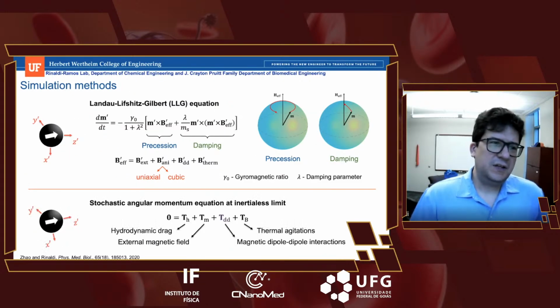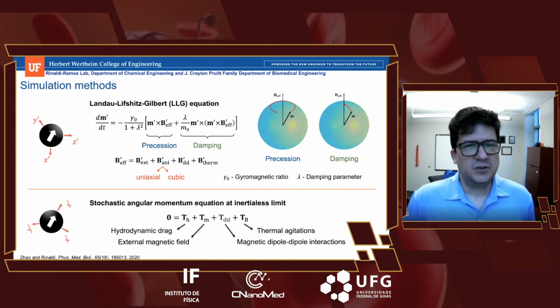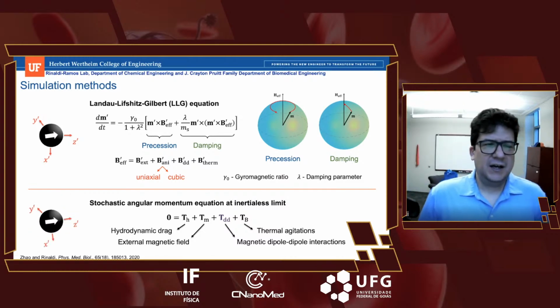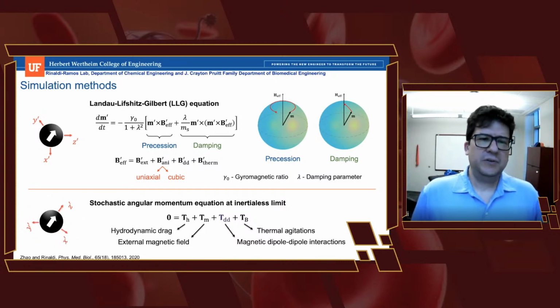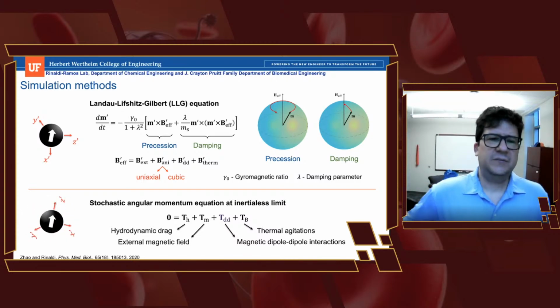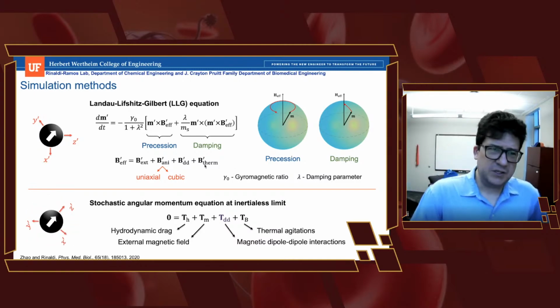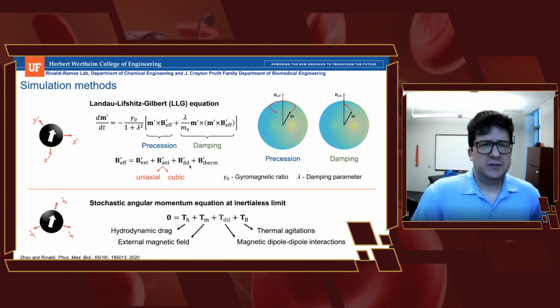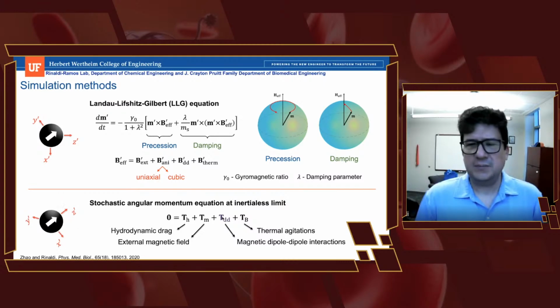We can further model these things using the Landau-Lifshitz-Gilbert equation for the internal dipole rotation, and basically a stochastic angular momentum equation for particle rotation. In both of these models, one can account for the effect of dipole-dipole interactions. In the Landau-Lifshitz-Gilbert equation, the dipole-dipole interaction enters as part of the effective field. In the stochastic angular momentum equation, there is a torque associated with magnetic dipole-dipole interactions. In this way, we can account for interactions in both types of situation.